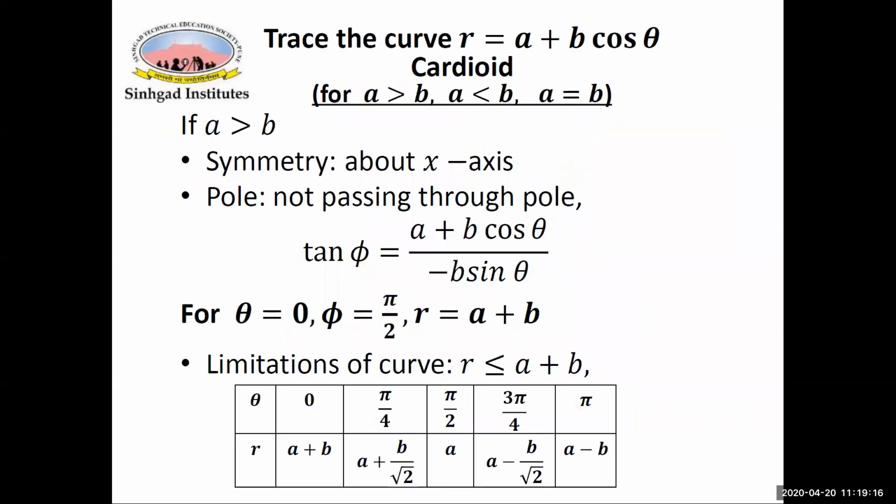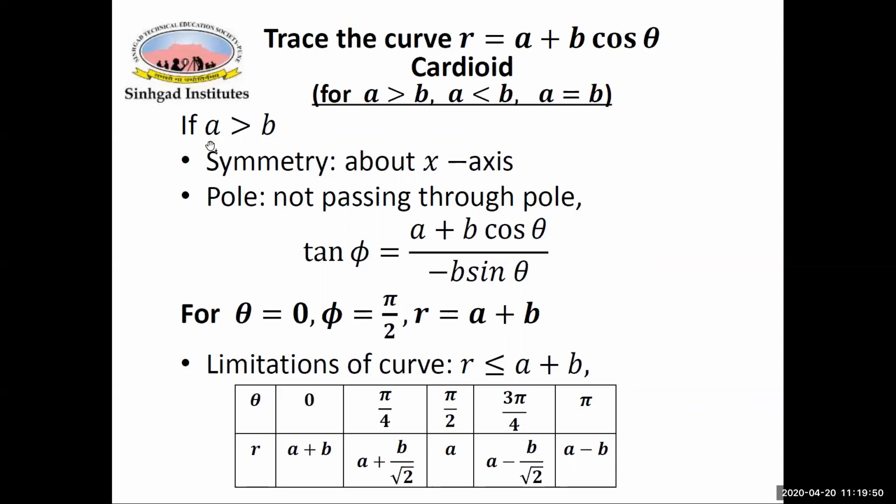Now we'll see the next curve. The general equation is written over here. Trace the curve r is equal to A plus B cos theta. This curve is called a cardioid. Here A and B are constants. So we'll draw this curve in three cases. First, when A is greater than B. Second, when A is less than B. And the third case, when A and B are the same.